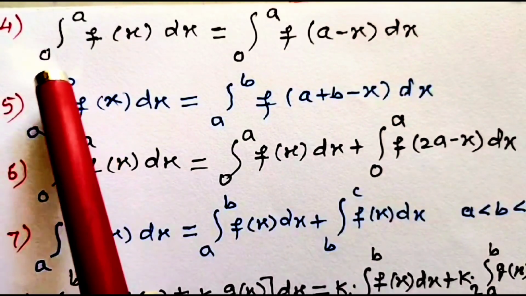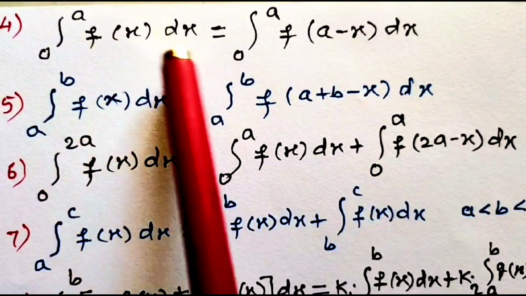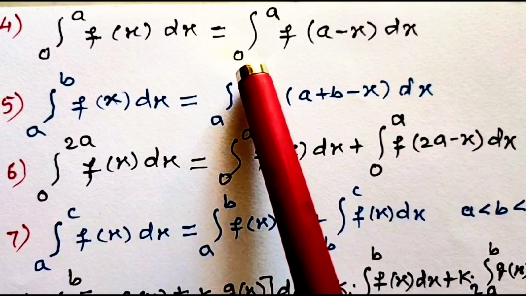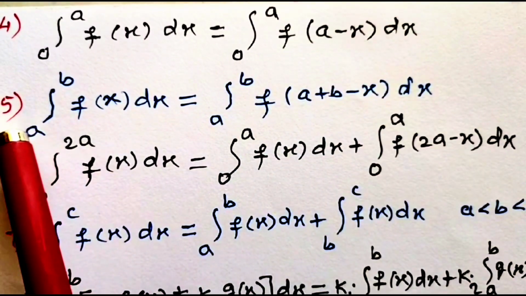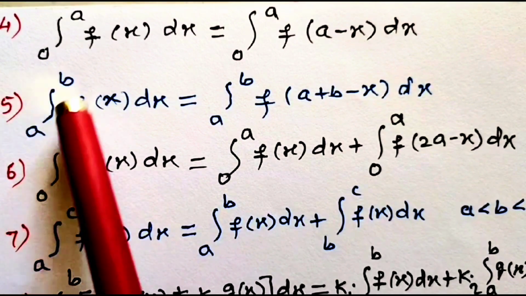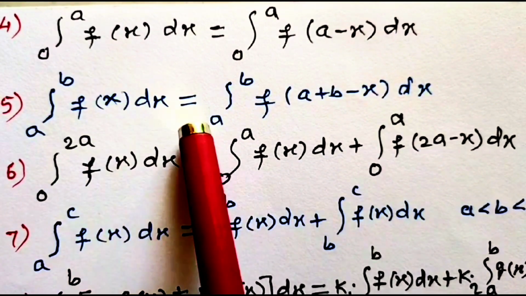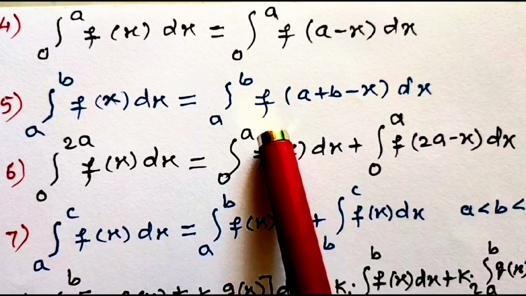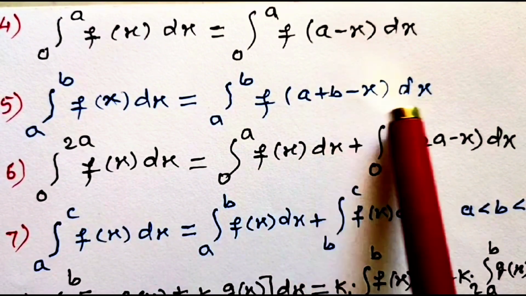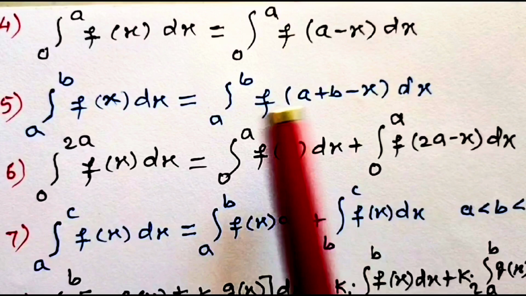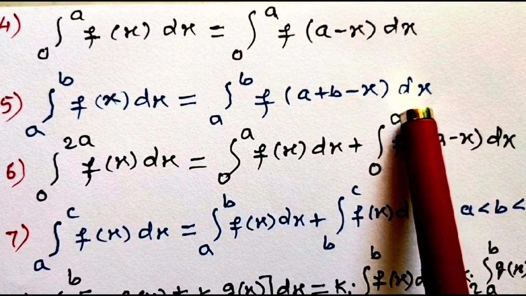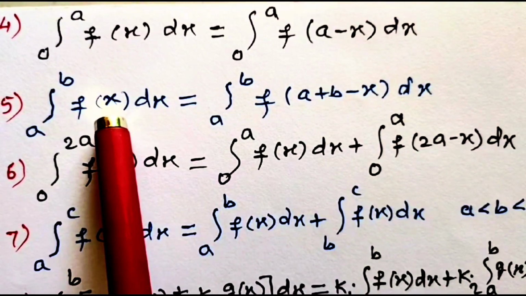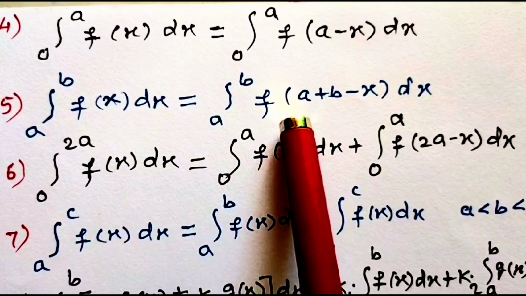Now property number 4: the integral from 0 to a of f(x) dx is equal to, we can write, the integral from 0 to a of f(a minus x) dx. Now property number 5 is the integral from a to b of f(x) dx is equal to the integral from a to b of f(a plus b minus x) dx. Here a plus b is the sum of the lower limit and upper limit, minus the variable x, integral with respect to x. The meaning of this is what? You are replacing x by a plus b minus x, and then this integral is equal to this integral.